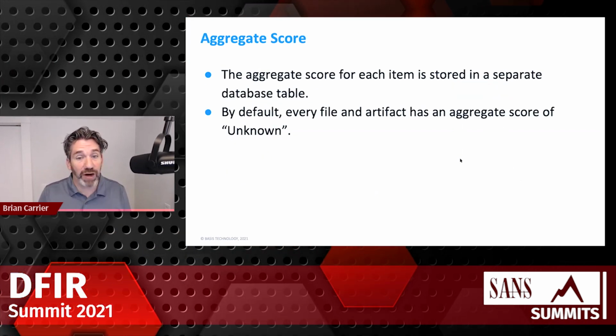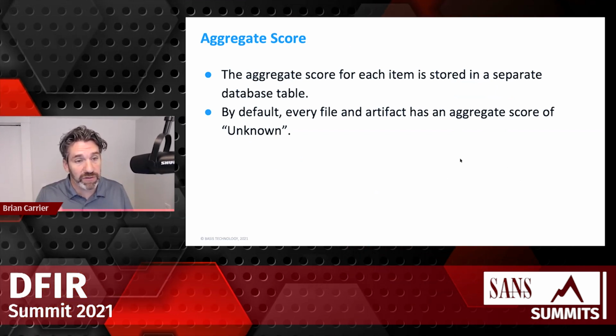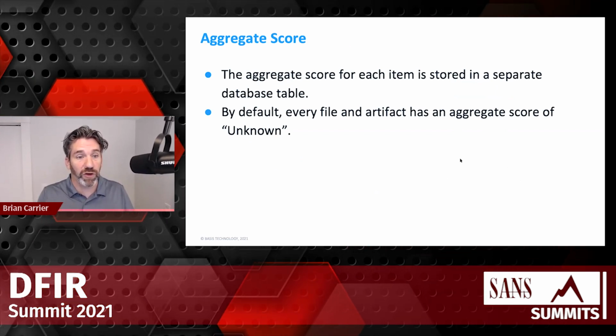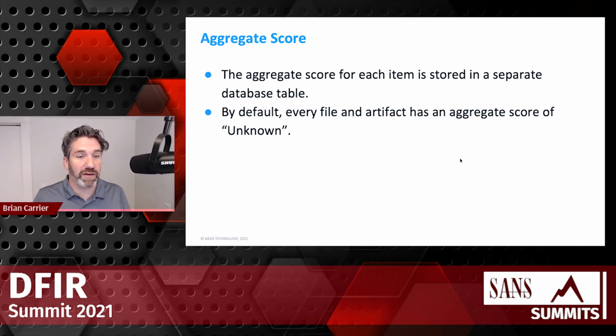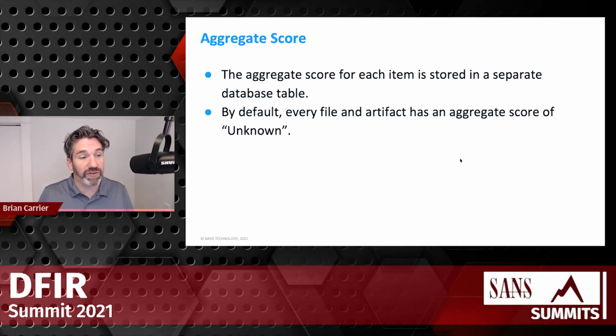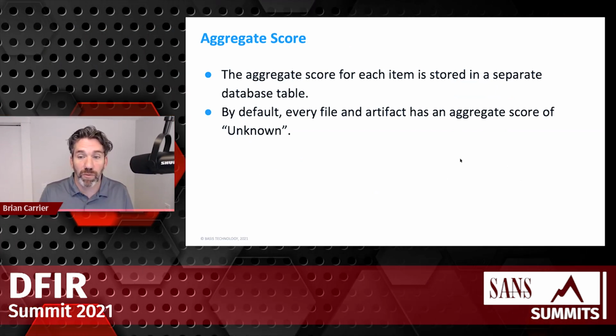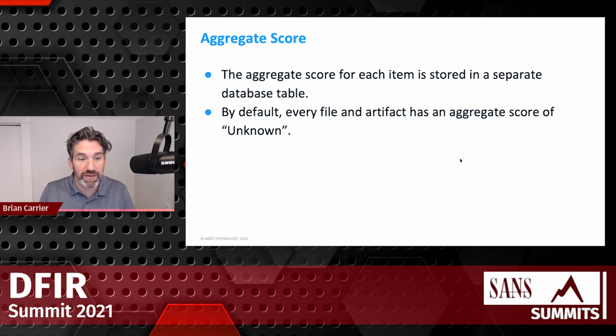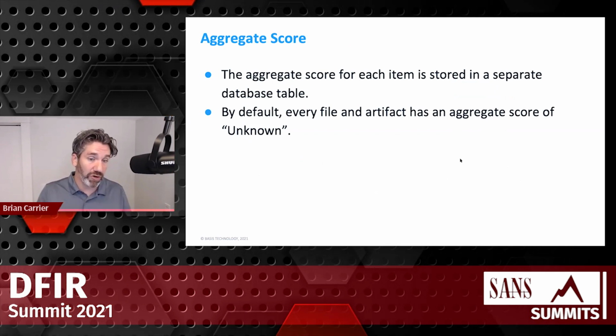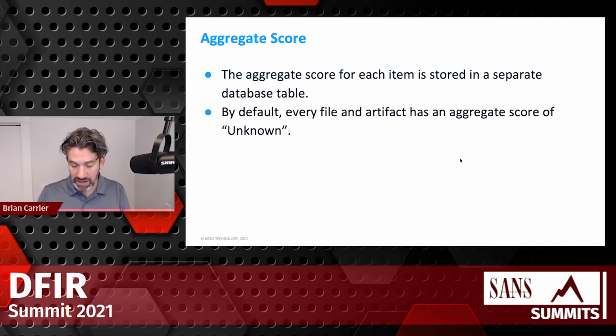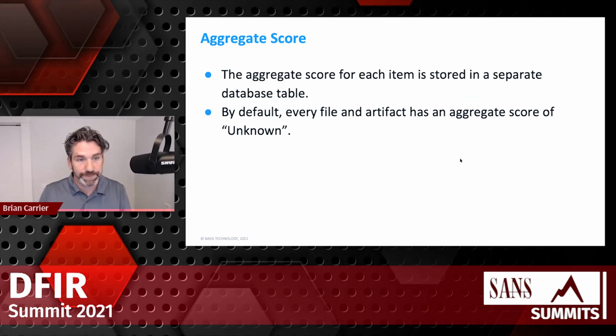And then finally, the aggregate score. In Autopsy, the aggregate score is stored in its own database. So every artifact can have an aggregate score, which, as a reminder, is the combination of all of the module results that were put into that. And again, by default, everything starts off with unknown. And as more things come in, they get different scores based on those modules.